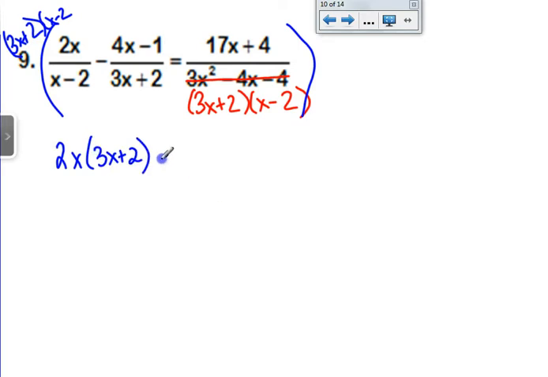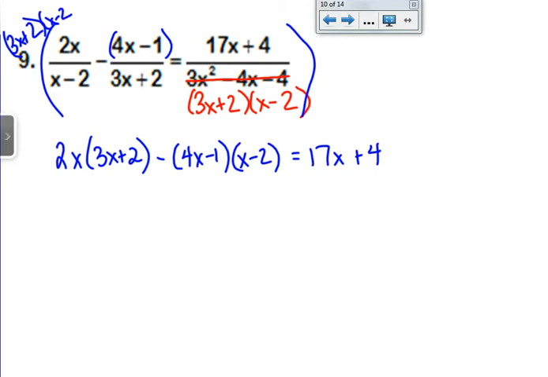In my next fraction, be careful, there's a negative. Now we talked about this in the last lesson. When there's a binomial numerator, he's actually in parentheses. So the 4x minus 1 in parentheses is still going to be multiplied by an x minus 2 because his 3x plus 2 canceled with the other 3x plus 2. And in the last fraction, everything cancels down there, so we just have a 17x plus 4.